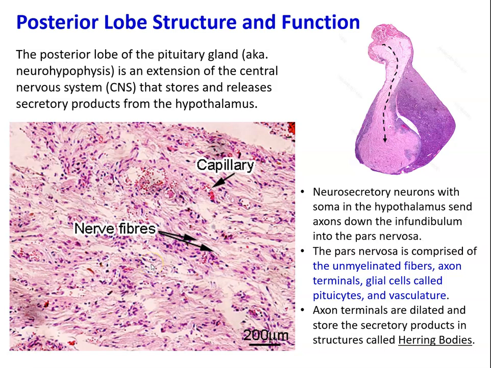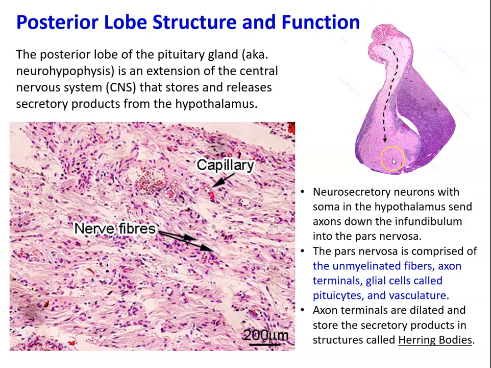Now let's look at the structure and function of the posterior lobe of the pituitary, or the neurohypophysis. This lobe is an extension of the central nervous system, and it stores and releases secretory products from the hypothalamus. So neurosecretory neurons with their cell bodies in the hypothalamus, which would be up here, send their axons down the infundibulum into the pars nervosa.